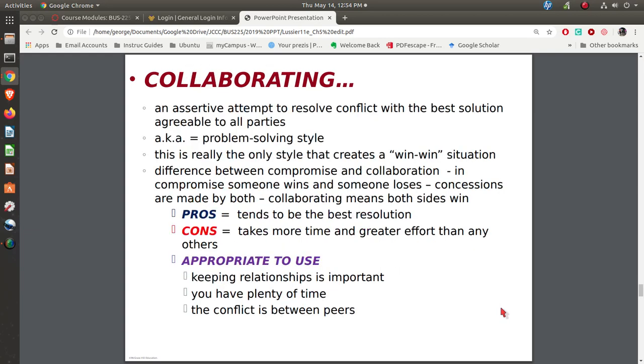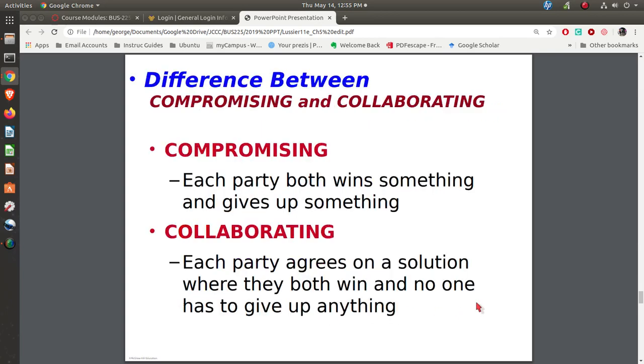The best is collaboration. In other words, what you're trying to do is solve problems. It's a problem-solving style, and you're trying to find the win for both parties, for you and for the other person. It's going to take a heck of a lot more time to do it. You use this when you're trying to keep the relationship strong, you have time, and maybe you have your conflict between peers.